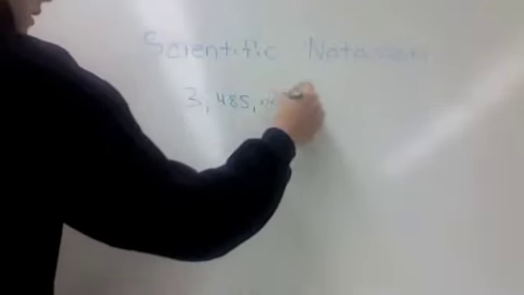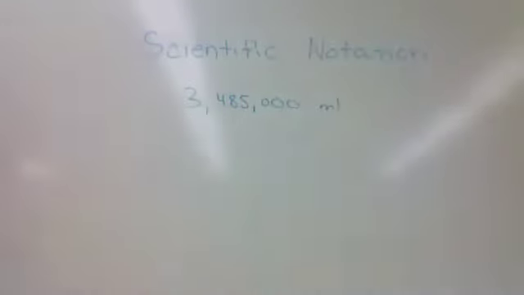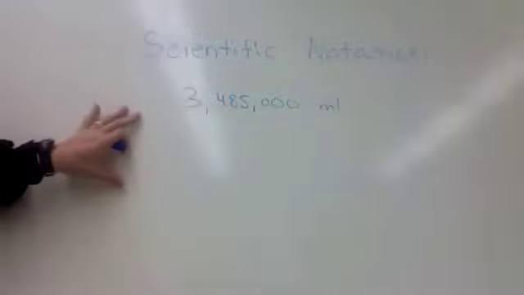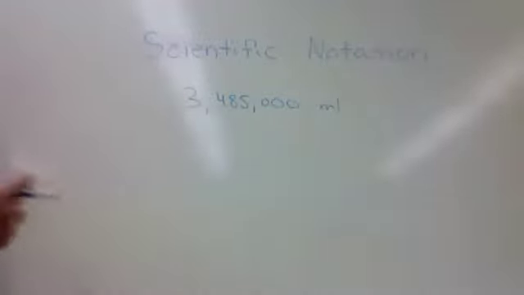3,485,000, let's just say it's milliliters, let's calculate something in science, and turn that into just a small number. That's all we're trying to do, take a very large number and turn it into a small number. You guys have obviously seen this in Mrs. Wells' class, and probably in middle school and on and on. So all we're going to learn today is to take a large number like this and turn it into scientific notation.